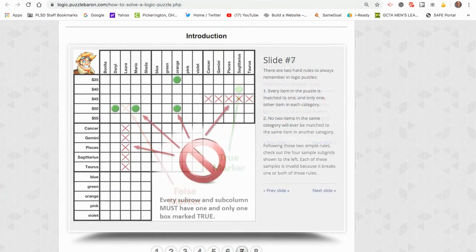And then when you're doing it, it kind of looks like this. So you know that if Daryl is $50, then no one else can be $50. So you can eliminate all the other possibilities for Daryl and all those. So this would be incorrect because it has both Daryl and Mario on the $50, which is impossible. So that would be an incorrect one.